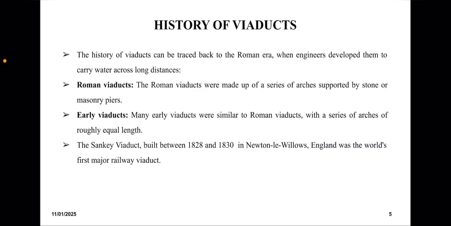Moving on to the history of viaducts. The history of viaducts can be traced back to the Roman era when engineers developed them to carry water across long distances. The earliest were the Roman aqueducts that were made up of a series of arches supported by stone or masonry piers. Sankey Viaduct, built between 1828 and 1830 in Newton-le-Willows, England, was the world's first major railway viaduct.